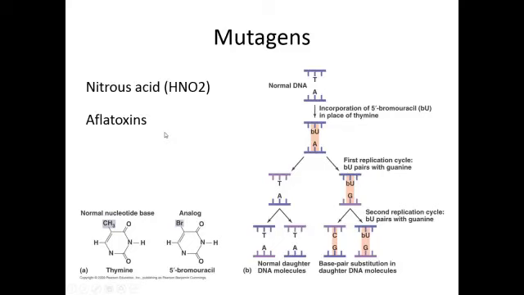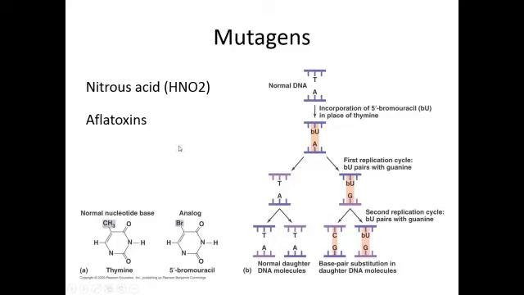Next, nucleotide altering chemicals. Nitrous acid and aflatoxins are both chemicals that will come in and alter the base of a nucleotide and cause it to switch from one base to another base. So it does approximately the same thing that nucleotide analogs do, but they are chemicals that are doing it to DNA that is already in place in the cell, whereas nucleotide analogs cause mutations in replicating cells, as the nucleotide analog is inserted in the place of a nucleotide.